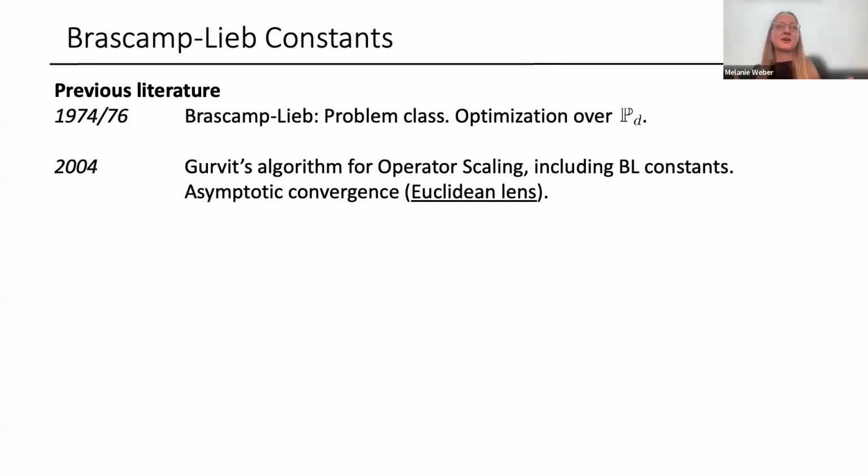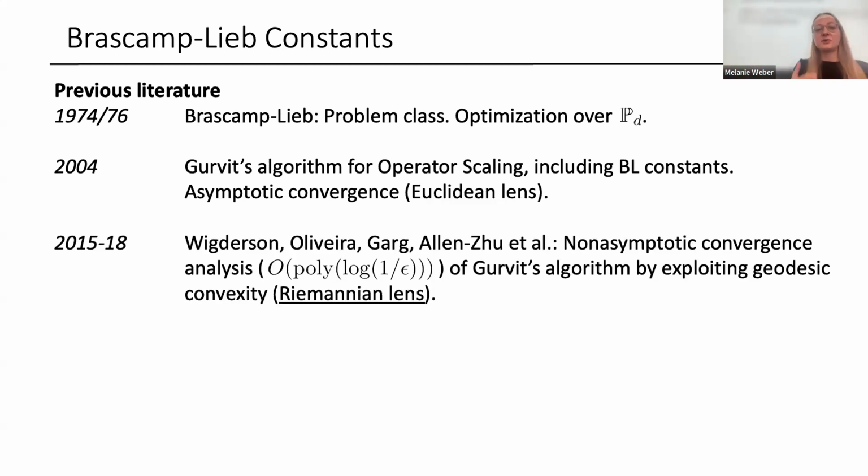Then the first efficient algorithm, which is still the classical approach for solving this problem, is Suvrit's algorithm. He derived it in the general setting of operator scaling, but it can, of course, be specialized to Brascamp-Lieb constants. In his paper, he also showed that his algorithm has asymptotic convergence, but was not able to show non-asymptotic convergence guarantees. Those were shown 10, 15 years later by Weber, Alviera, Garg, and Allen-Zhu in a couple of papers. They used a Riemannian lens on the problem. A key ingredient in their proof of non-asymptotic convergence of Suvrit's algorithm was geodesic convexity.